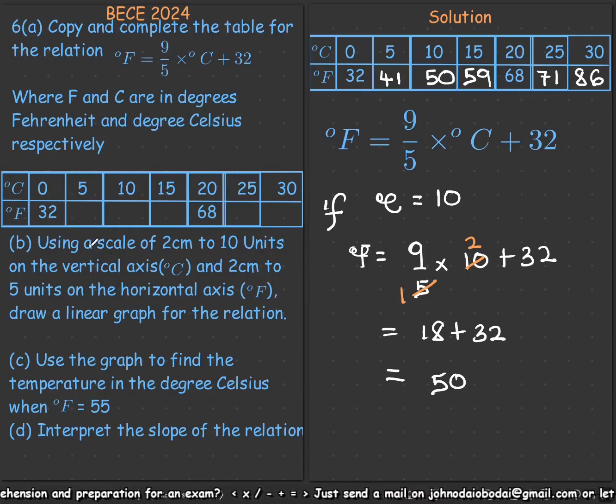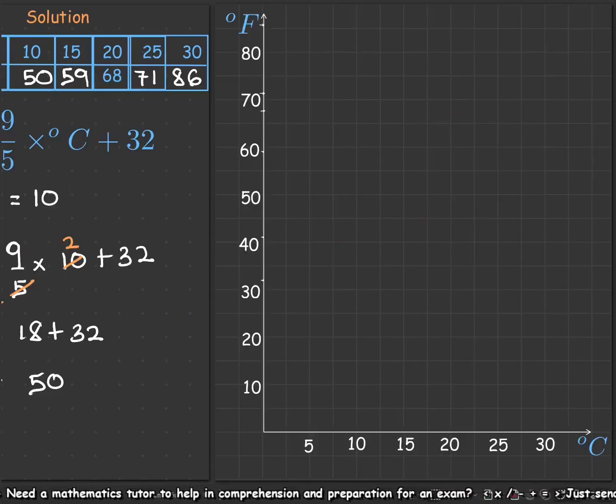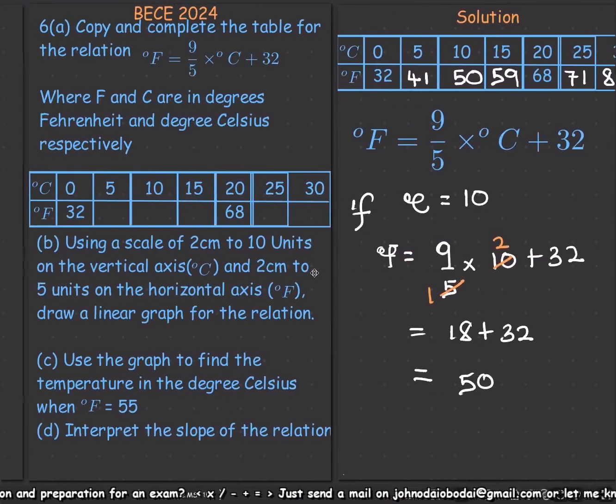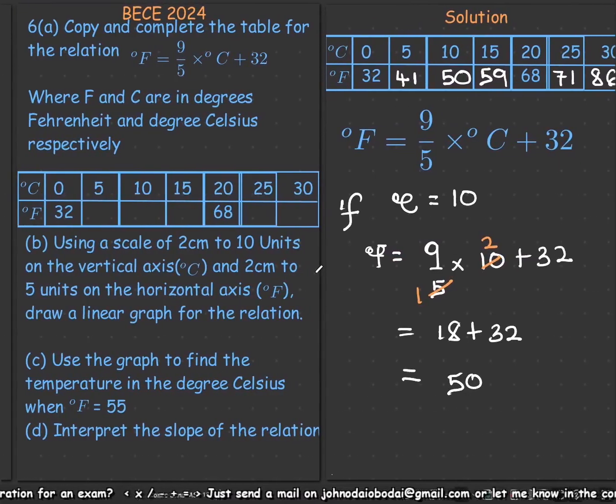Now, the second part is using a scale of 2 centimeters to 10 units on the vertical axis and 2 centimeters to 5 units on the horizontal. We have to draw a linear graph for the relation. So let's go to our graph and see how we are going to do that. This is how my graph is going to be. Back to the question, it says, using a scale of 2 centimeters to 10 units on the vertical axis.